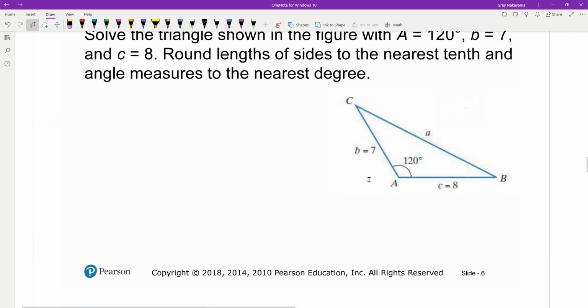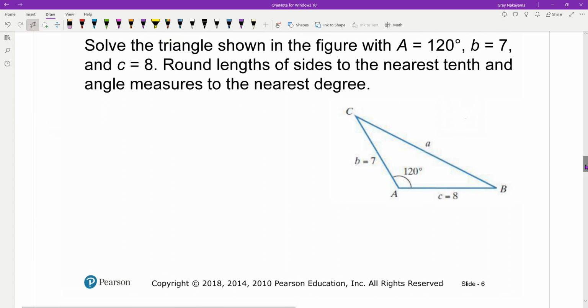So look at this first example. This is example 1. Angle A is 120 degrees, side B is 7, and side C is 8, and that has been labeled here. You can see we do not have a pair. We're going to round the lengths of the sides to the nearest tenth and angle measures to the nearest degree. So we need to find little a, big B, and big C.